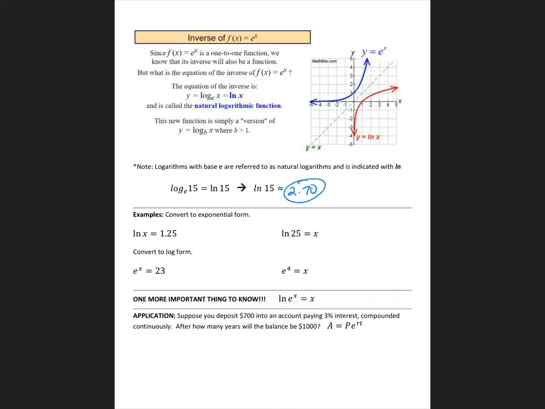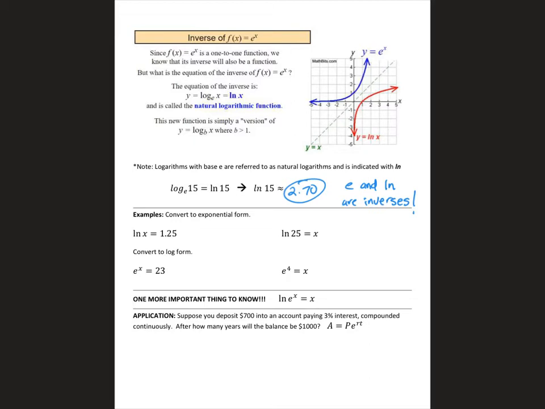So what I want you to note here is that e and natural log, or ln, are inverses of each other. All right, and if you remember in mathematics, inverses undo each other. Just like adding 2 and subtracting 2 cancel out, multiplying by 2 and dividing by 2 cancel out, e and ln also cancel out. Now in the next set of examples, it's asking us to convert to exponential form.